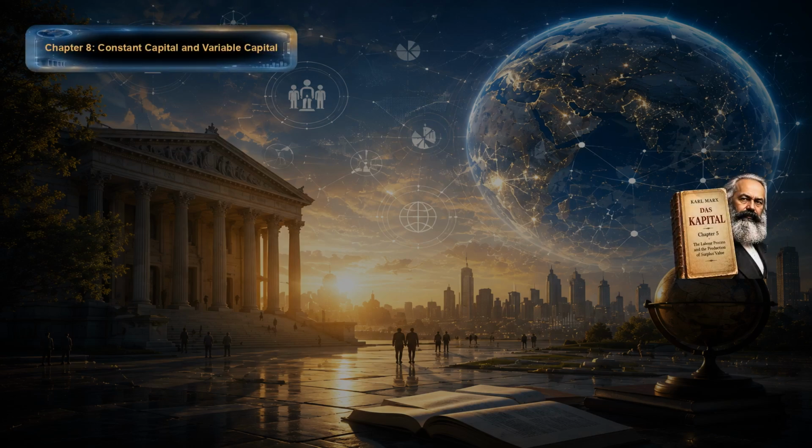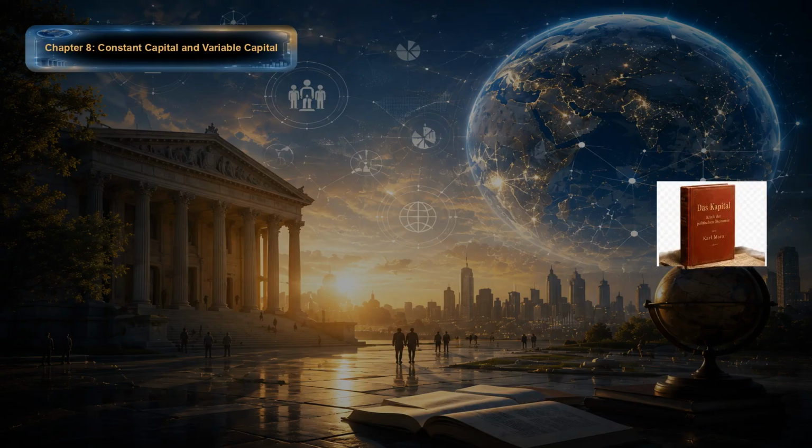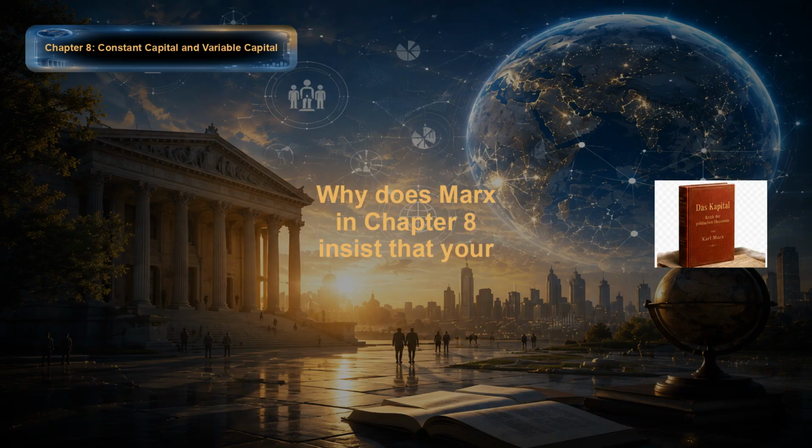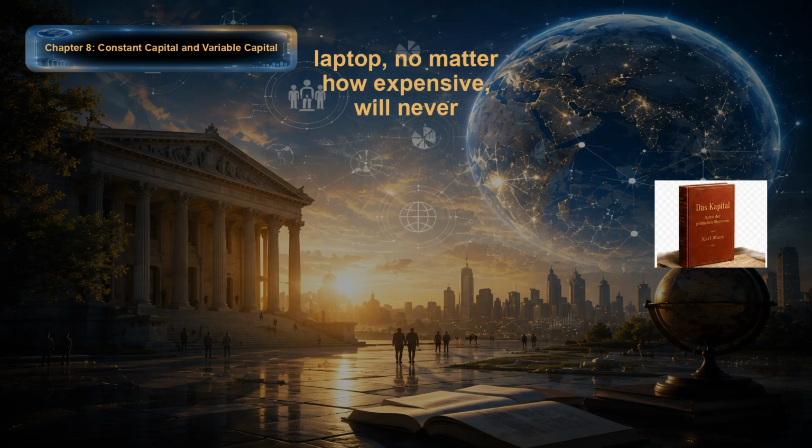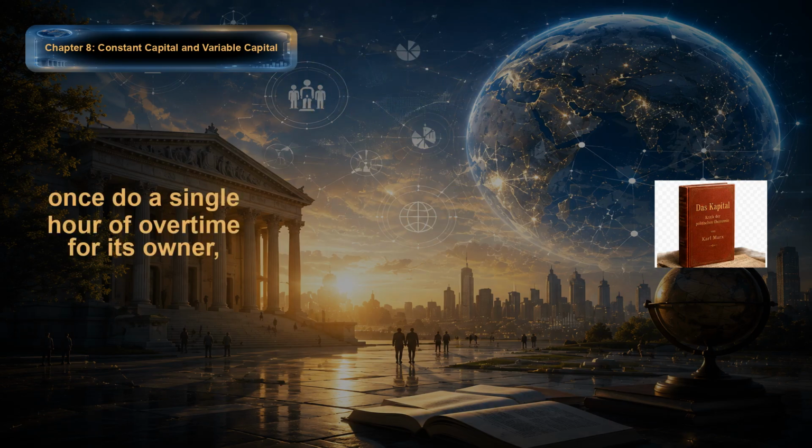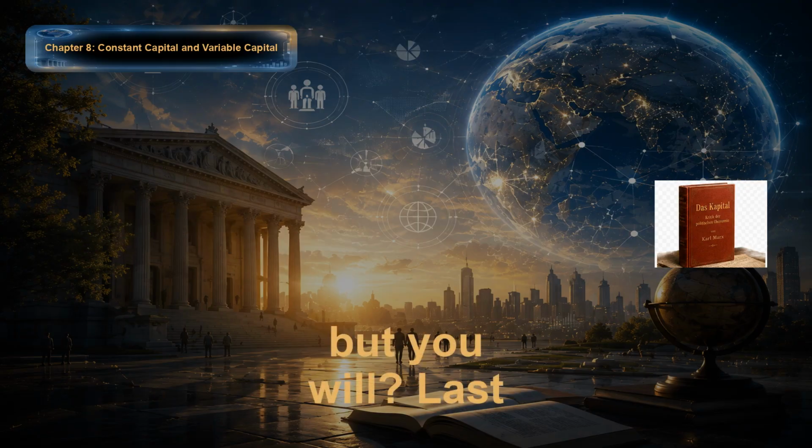Chapter 8, Constant Capital and Variable Capital, Karl Marx, Capital, Volume 1. Why does Marx in Chapter 8 insist that your laptop, no matter how expensive, will never once do a single hour of overtime for its owner, but you will?